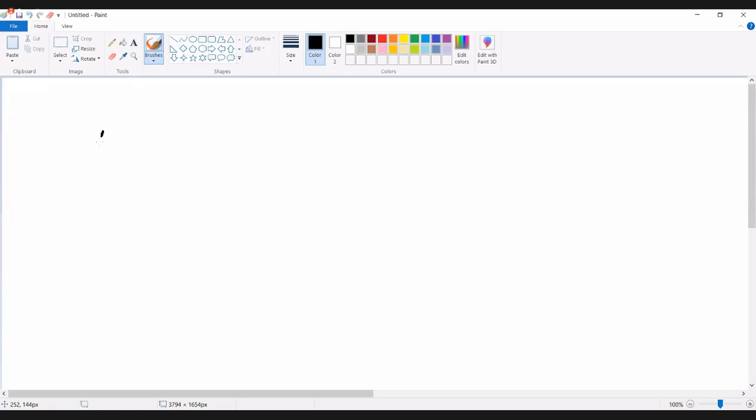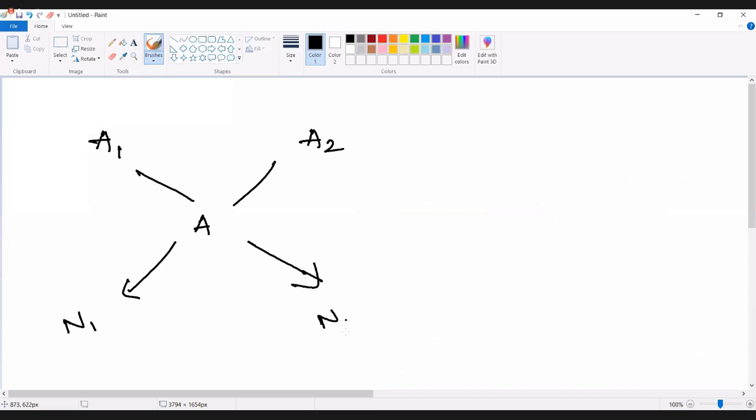What is required in allegations and mixtures is that the A1 value, A2 value, and A value are directly given to us. You have to find N1 and N2. For that, the basic skill required is basic subtraction. This is nothing but A2 minus A. This is nothing but A1 minus A. If you get any negative value, ignore it, because the number of terms cannot be negative. It should be a positive value. So A2 minus A indicates N1, and A1 minus A indicates N2.